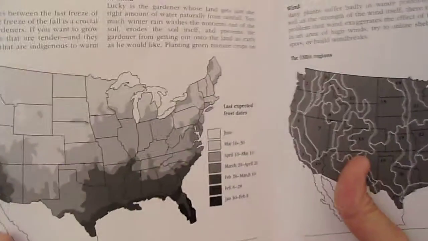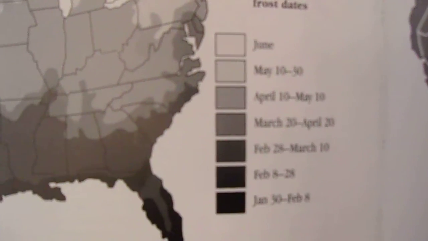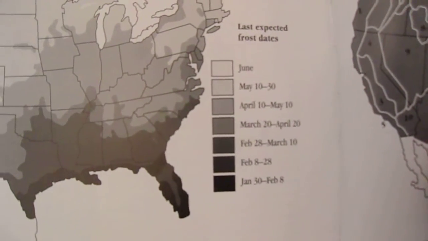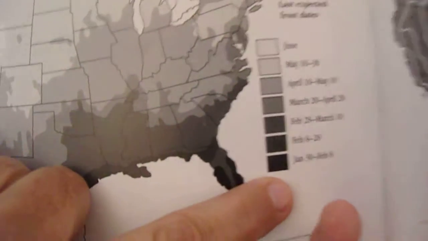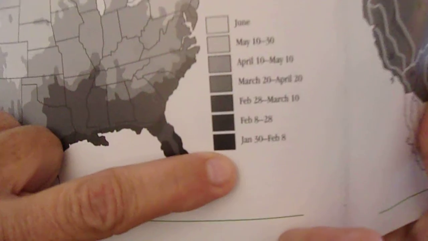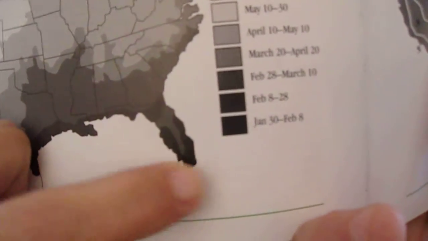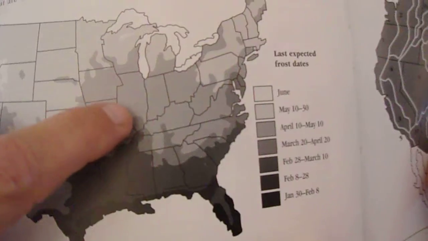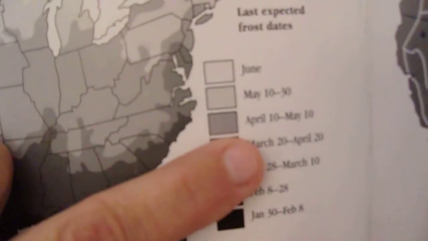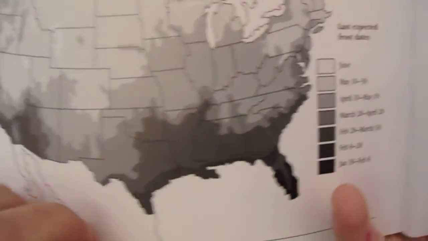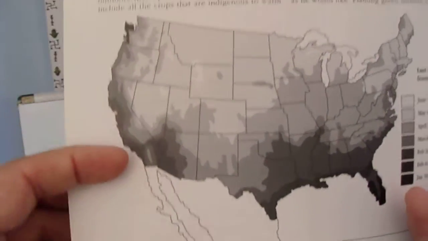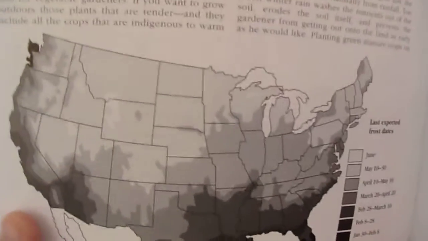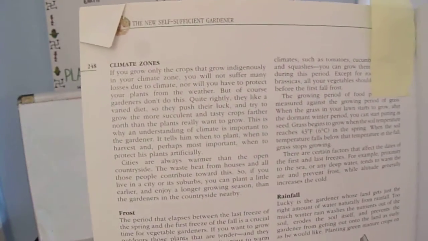Here, showing the last dates of frost with color coordinating. Down here in Florida, you can see, I'm going to focus on it, June 30th through February 8th. Up here in Illinois, it's a whole lot later, more like May 10th. And regions of California can be planted a little bit earlier than that. So that's another kind of chart, more called climate zones.